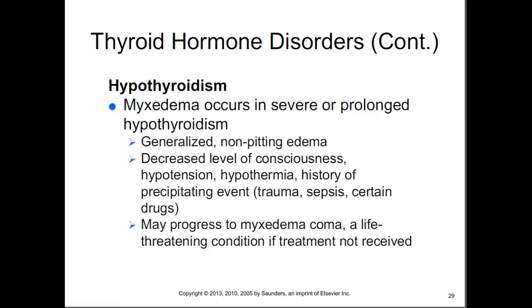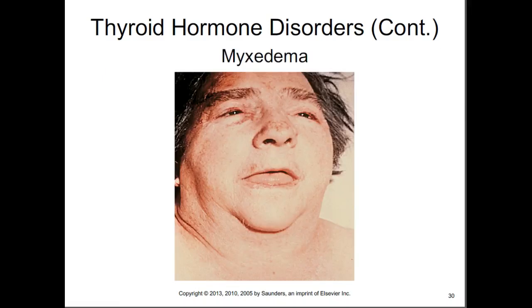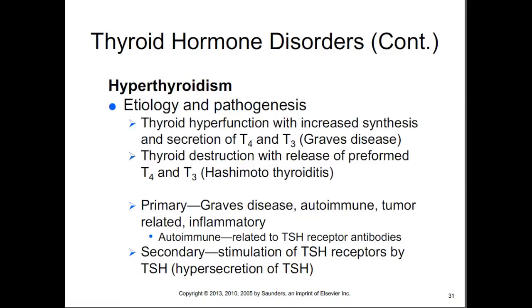All right, the decreased level of consciousness, right? You might see hypotension, hypothermia, history of a precipitating event, trauma, sepsis, or certain drugs. And then progress to myxedema coma, which is a life-threatening situation if treatment is not received. So you can see there's some myxedema, right?